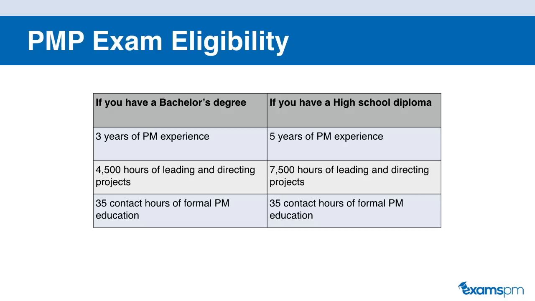That is fine. And then the second way that you can qualify for your PMP is if you have a high school diploma. In this case, you will need 5 years of project management experience within the last 8 years. During this time frame, you will need 7,500 hours of leading and directing projects. And whether you fall into option 1 or option 2, you will need 35 contact hours of formal project management education in either case.